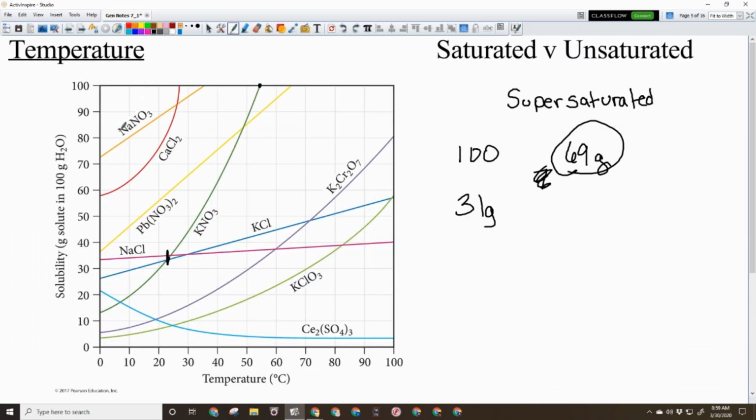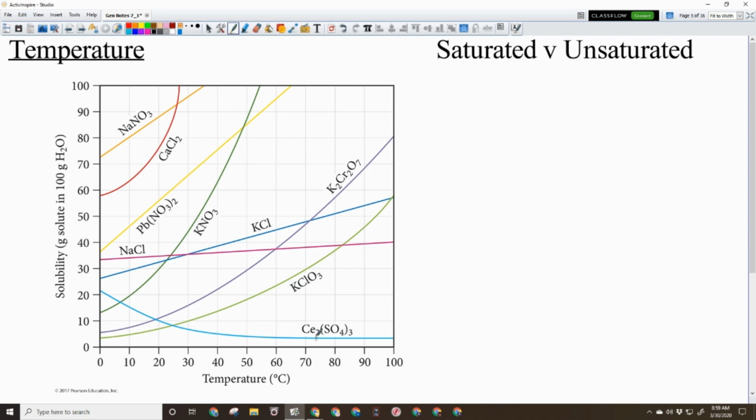Okay, so we talked about saturation. We analyzed this graph. One thing that I do want to point out, if you didn't notice it before, is look here. Ce2SO4, cesium sulfate. This is an exception to the rule.